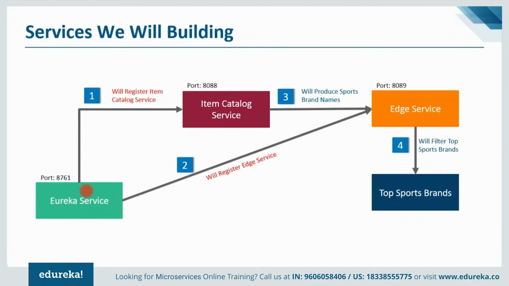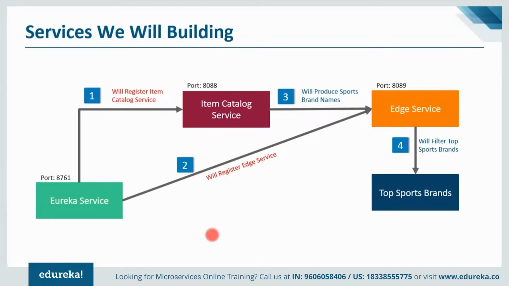Now let's move forward and focus on our item catalog service. The item catalog service will generate the list of sports brands which are popular in the market. And then the edge service is also pretty much similar to the standalone item catalog service. However, it will have fallback capabilities which prevent the client from receiving an HTTP error when the service is not available. Right? I hope you have understood this architecture.